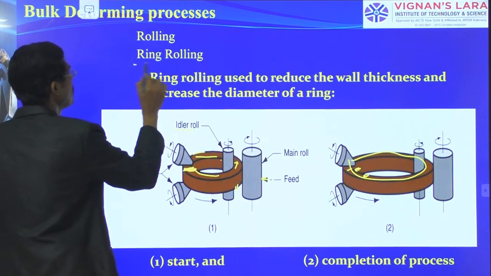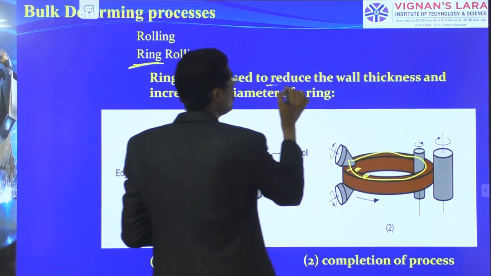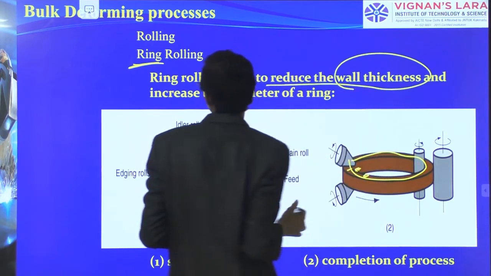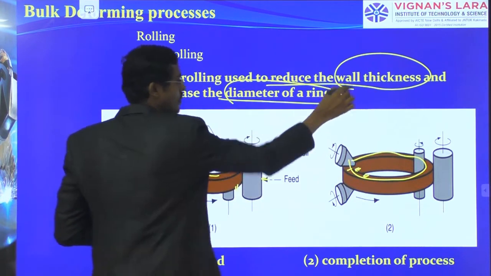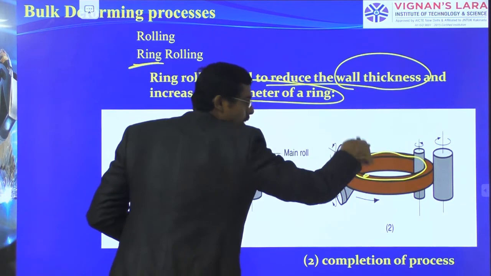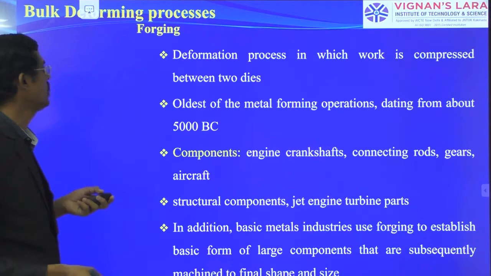That is why it is named ring rolling. Ring rolling is used to reduce the wall thickness and increase the diameter. Wall thickness has been reduced, diameter has been increased. So such cases are possible with ring rolling operation.